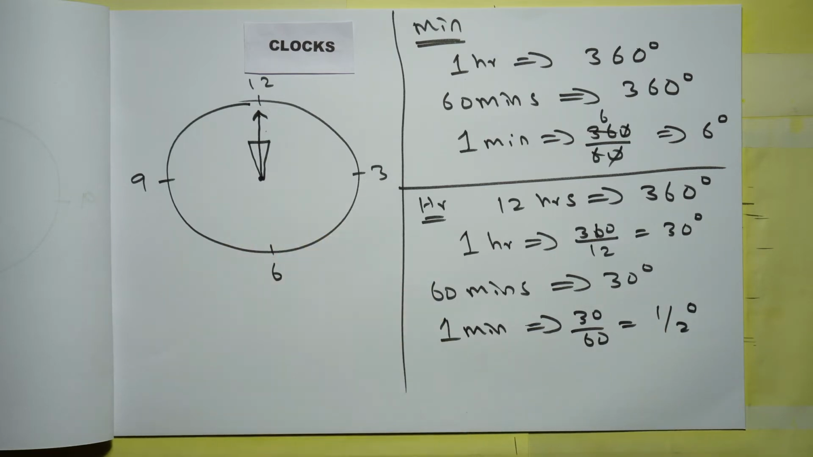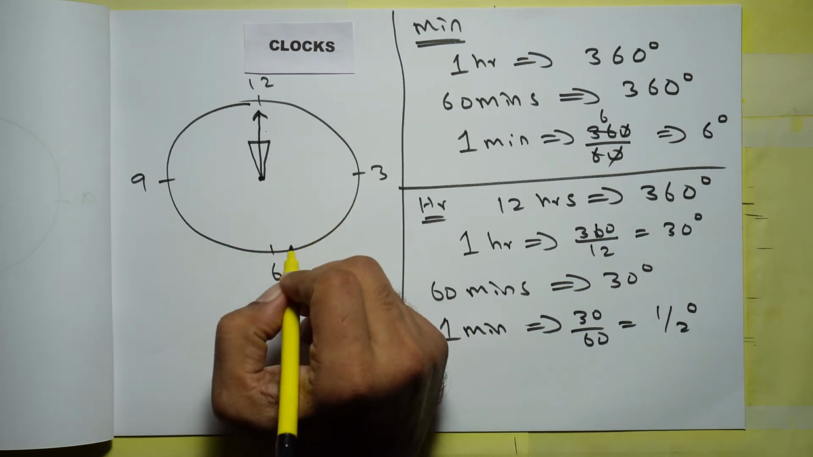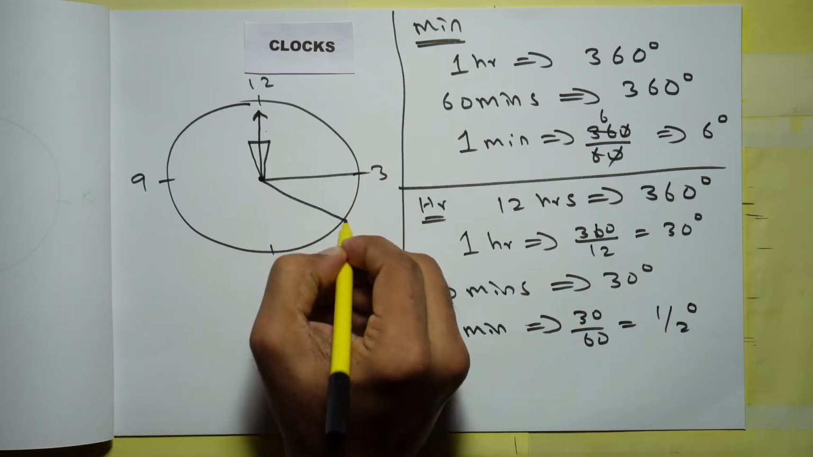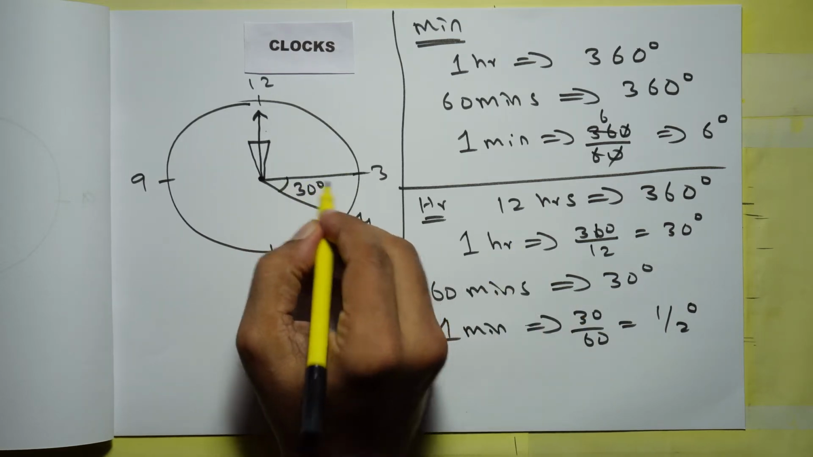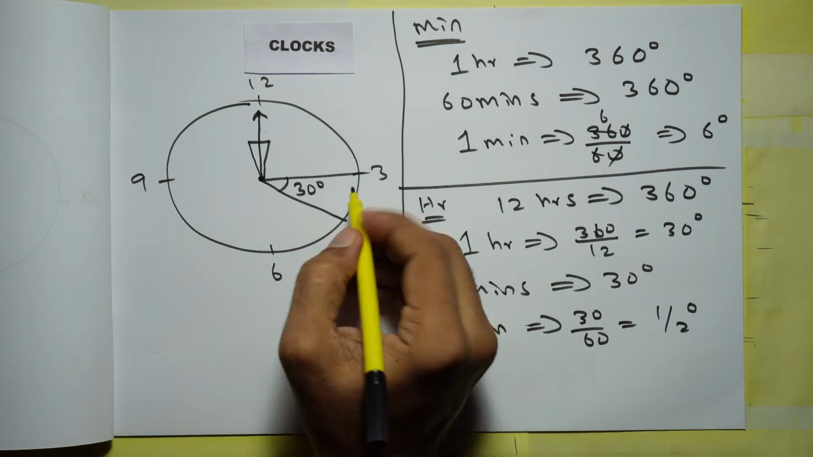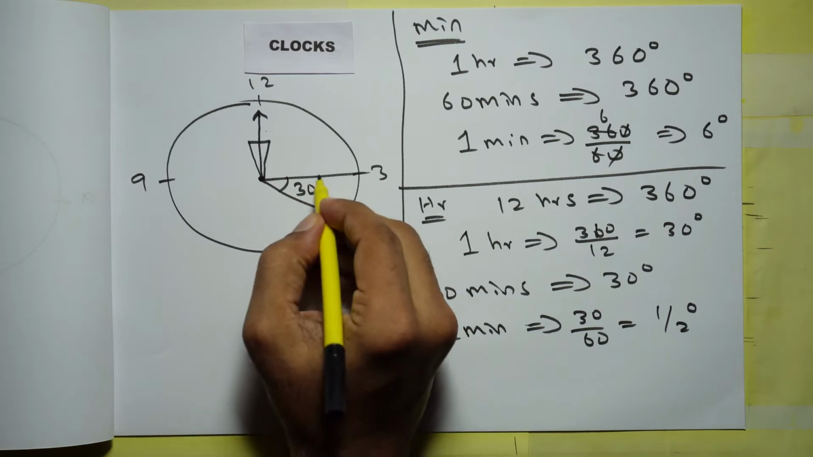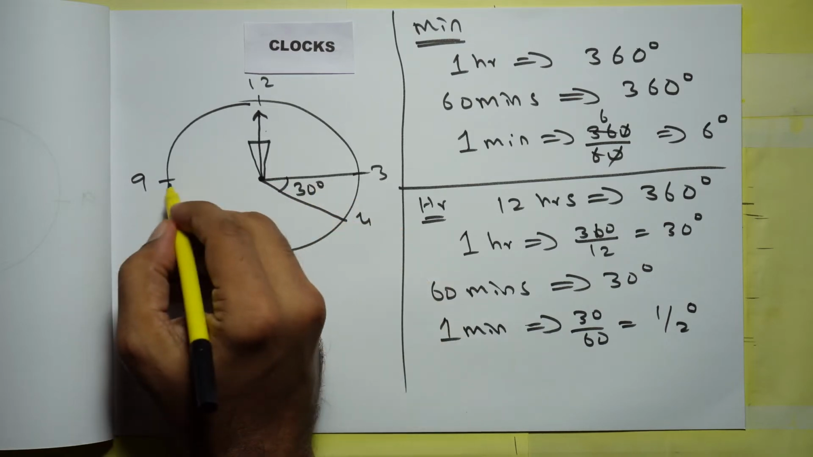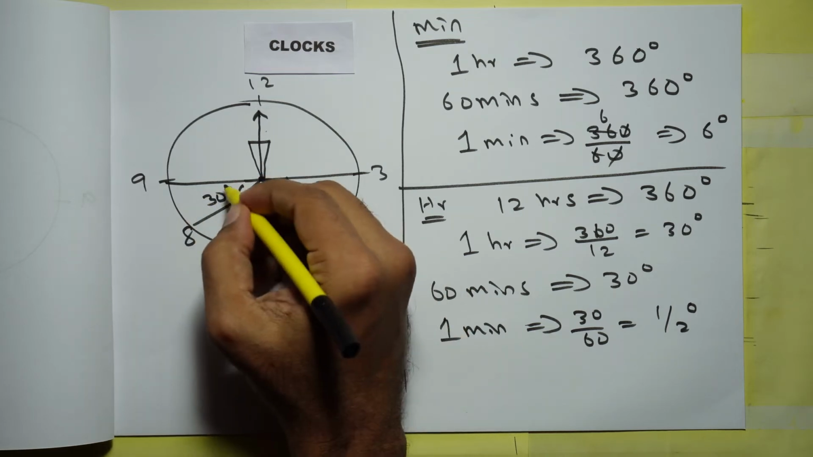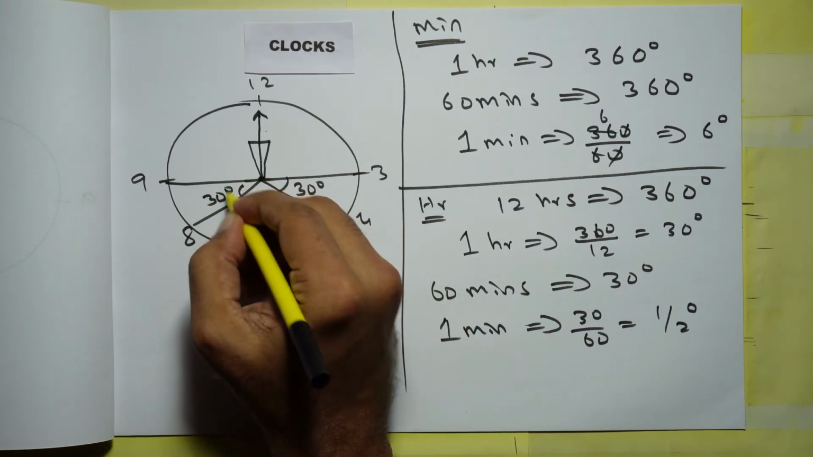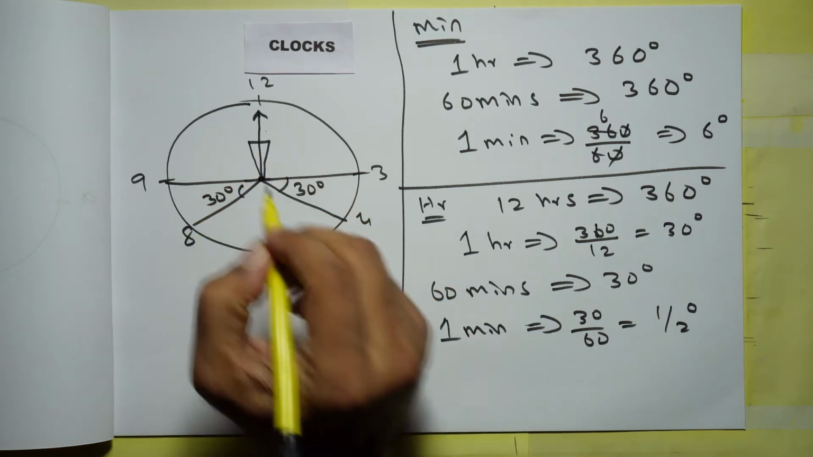Now another thing that you should note is that the angle between any two successive hours is always 30 degrees. That is, the angle between, let us say, 3 and 4 will be 30 degrees. And from 3 to 4, in 1 hour, the hour hand will move these 30 degrees. Similarly, the angle between, let us say, 8 and 9 is 30 degrees. And from 8 to 9, in 1 hour, the hour hand will move these 30 degrees. Next we will see how the angle between the hour hand and minute hand changes.